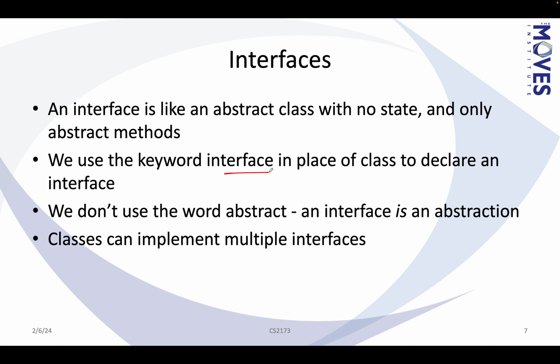So the keyword is interface instead of class. So far we've had three things. We have classes, we have enums, which are actually also classes, and interfaces, which are different things entirely. An interface is not a class. You can't instantiate it. It's just a contract.